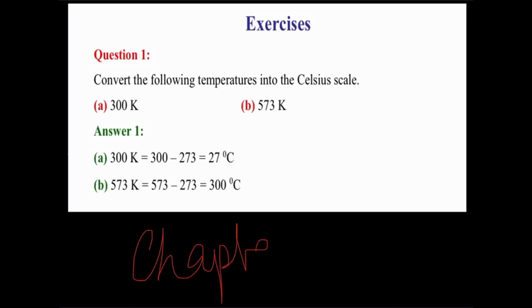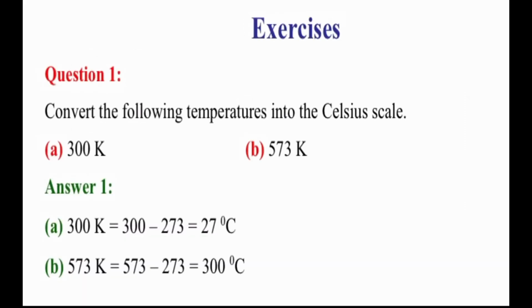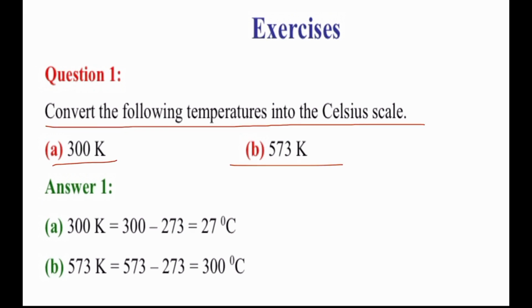So students, today we are going to discuss a new chapter, chapter number 1 of your class 9 science, that is Matter in Our Surroundings. So we'll start with your exercises first. Question number 1 is: convert the following temperatures into the Celsius scale. First is 300 K, that is 300 Kelvin, and 573 Kelvin.